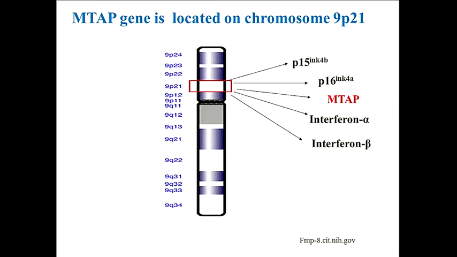Where is MTAP located? What's important about this is that it's frequently co-deleted with the INK4A and INK4B at the 9p21 locus, so this is a very common deletion in cancer, and MTAP is often co-deleted, which makes it a little difficult to distinguish between the effects of MTAP deletion and these tumor suppressors.